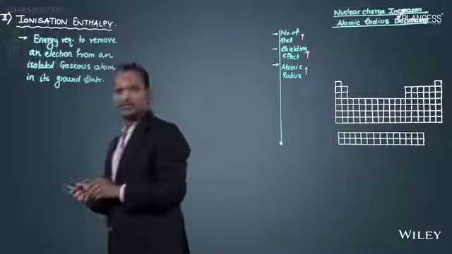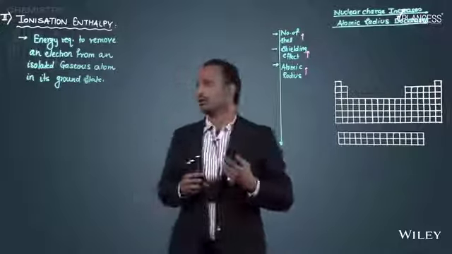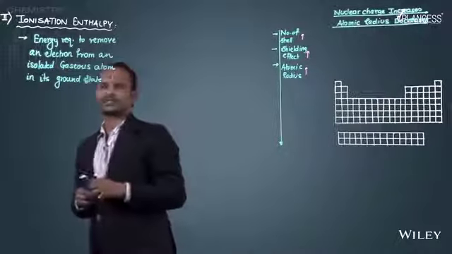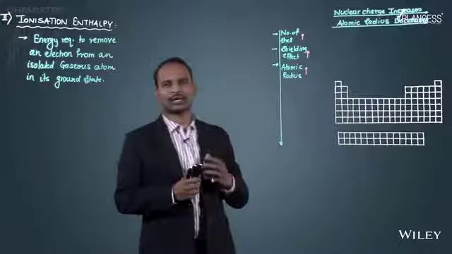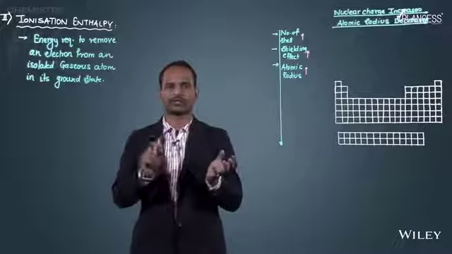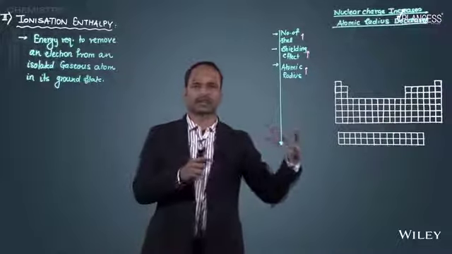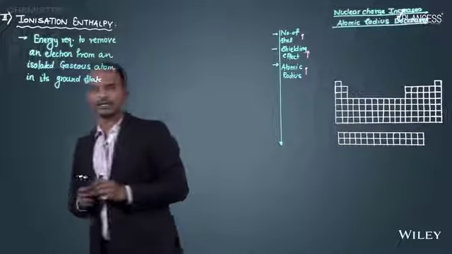Now, I just want to remove an electron from the outermost shell of an atom in a gaseous state. Whenever we measure ionization enthalpy, the atom should be in a gaseous state, and we consider the gaseous state only for comparison purposes, so that whenever we have to compare the ionization enthalpy of different atoms, the comparison can be done easily.